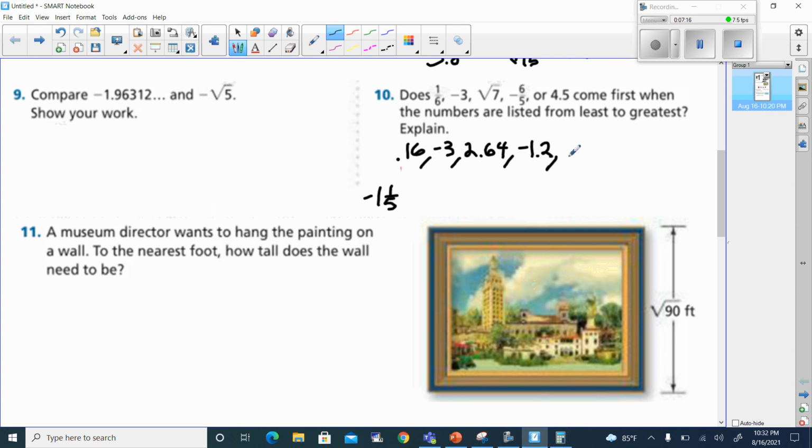And the last one is 4.5, and that's a positive number. Now that we know all the numbers, which one of these is going to be the least? As we said, -3 is going to take us even farther back on the number line than everything else. So I've got to go with -3.